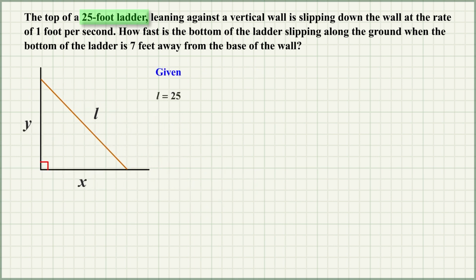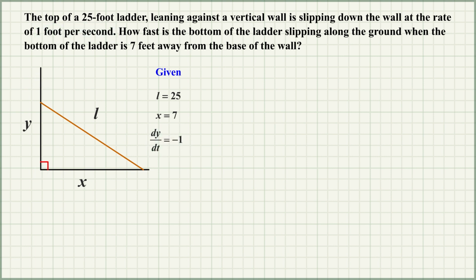In this case, we are given the value of L, which is equal to 25. We are also given the value of x, which is equal to 7. And we are given a rate of change, or derivative, of the vertical contact point between the ladder and vertical wall. We will denote this derivative as dy over dt. Notice that this value would be negative, since the distance between the contact point and the bottom of the wall is decreasing with time, so we will set it equal to -1.